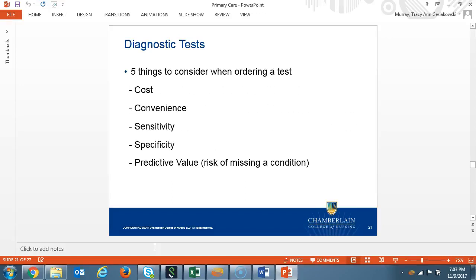When deciding whether or not to order a test, 5 things should be considered: cost, convenience, sensitivity, specificity, and the risk of missing a condition, or the predictive value.